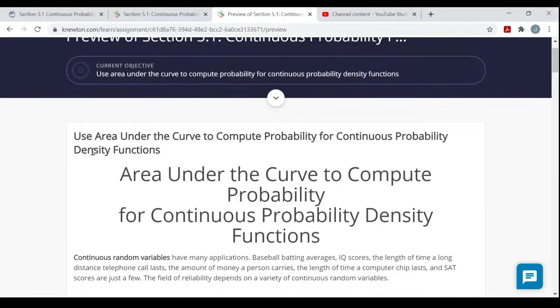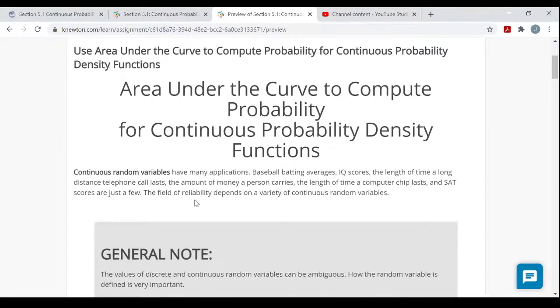Okay. So area under the curve to compute probability for continuous probability density functions. All right. Continuous random variables have many applications. Baseball batting averages, IQ scores, the length of time a long-distance telephone call lasts, the amount of money a person carries, the length of time a computer chip lasts, and SAT scores are just a few. The field of reliability depends on a variety of continuous random variables.